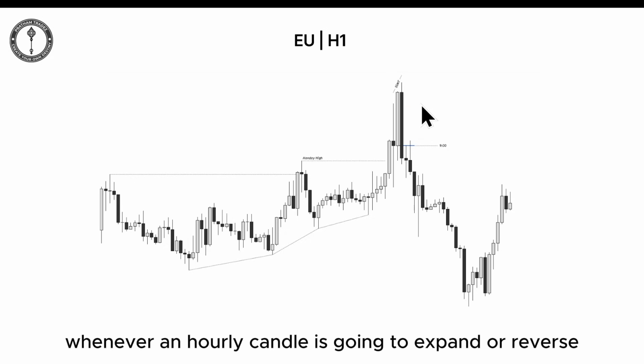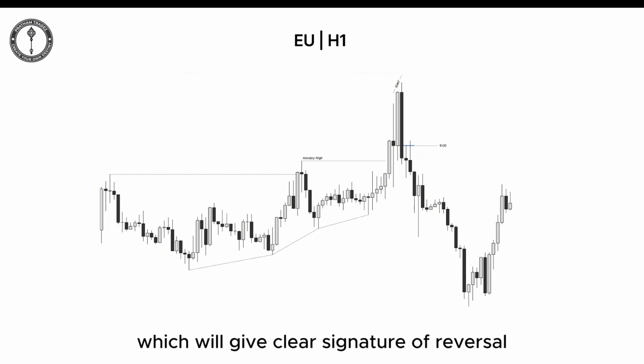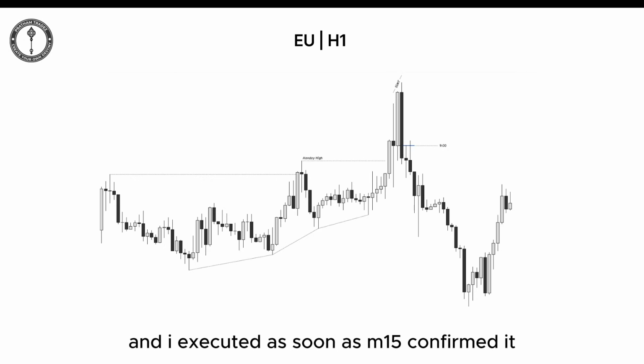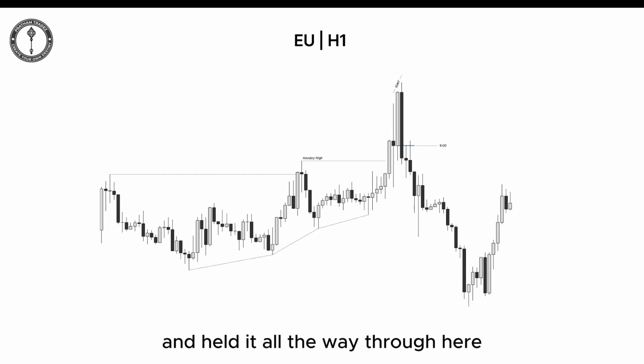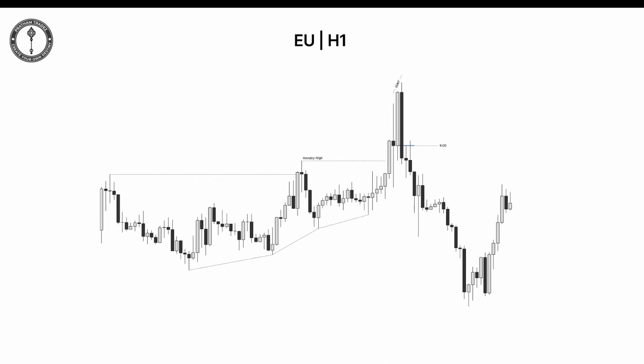Whenever an hourly candle is going to expand or reverse, it will form the high or low of that candle in the first 5 to 10 minutes, which will give a clear signature of reversal. That is what I saw, and I executed as soon as M15 confirmed it and held it all the way through here till the equilibrium of the daily range and the discount order block.